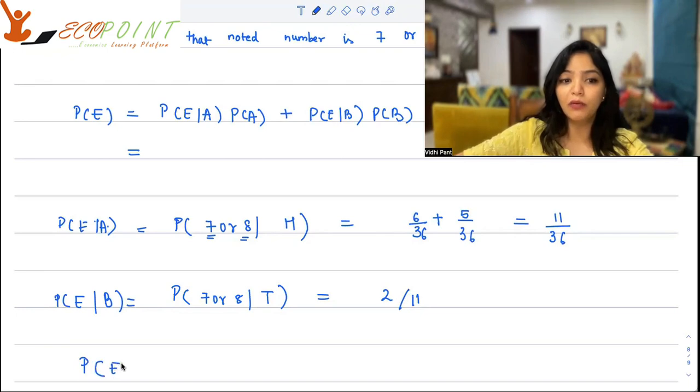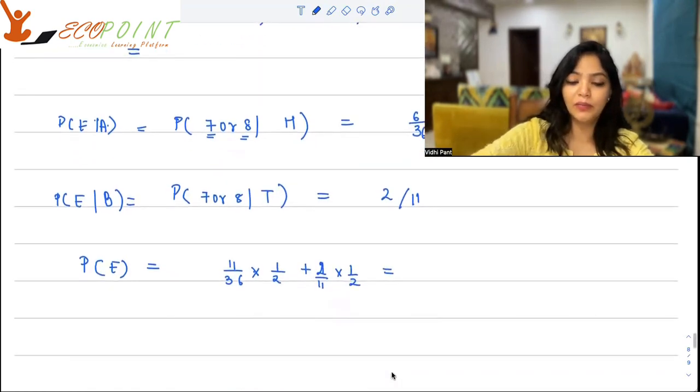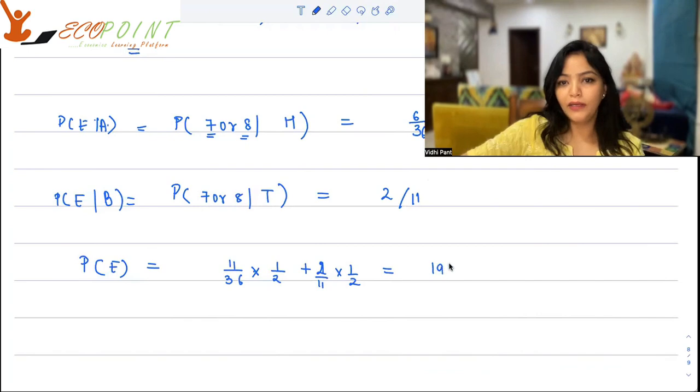Hence, the total probability of E will be 11 upon 36 into, what is the probability of A, that is getting a head? It's half. Plus 2 upon 11 into half. So this will be equal to 193 upon 792 after taking the entire LCM. Thank you very much.